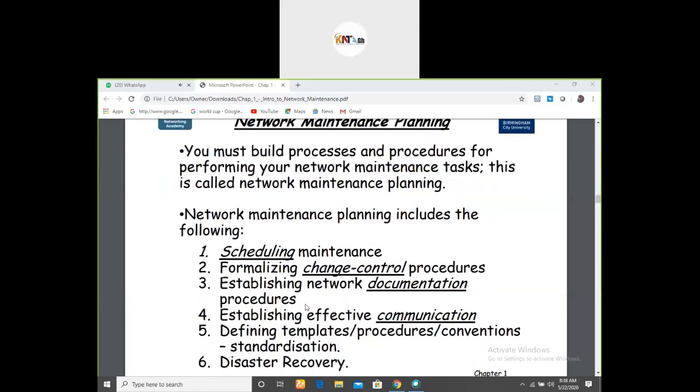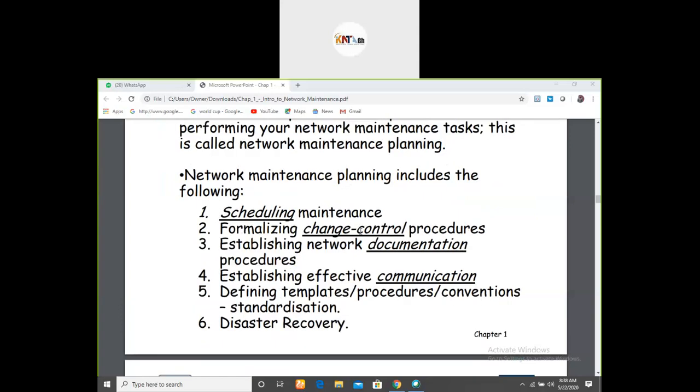Now, this planning includes scheduling maintenance. Scheduling maintenance means that you need specific schedules to maintain your network.